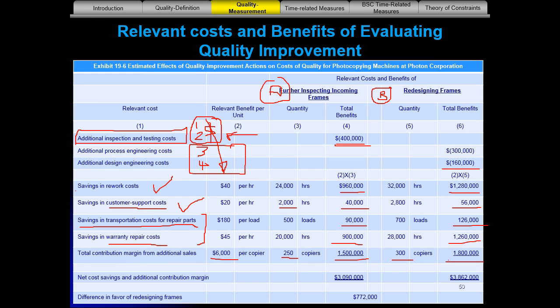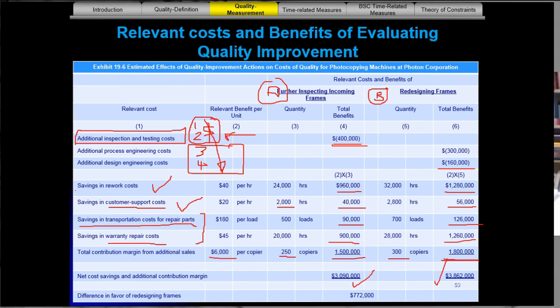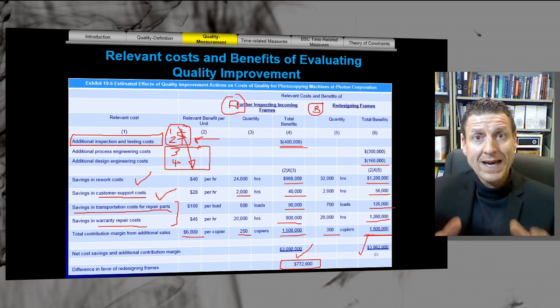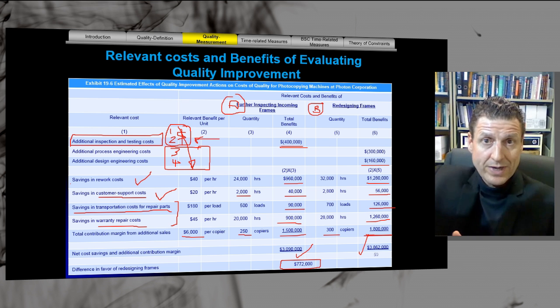So this is where that $1.5 million comes from, and the $1.8 million. These are extra sales you're able to achieve. You have a better reputation for quality, and a better social media reputation also. So the net savings, additional contribution margin under A is 3.09 million and under B is 3.862 million. So the difference in favor of B is 772,000.